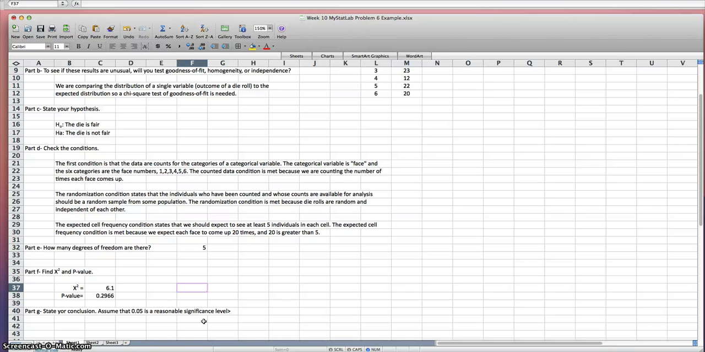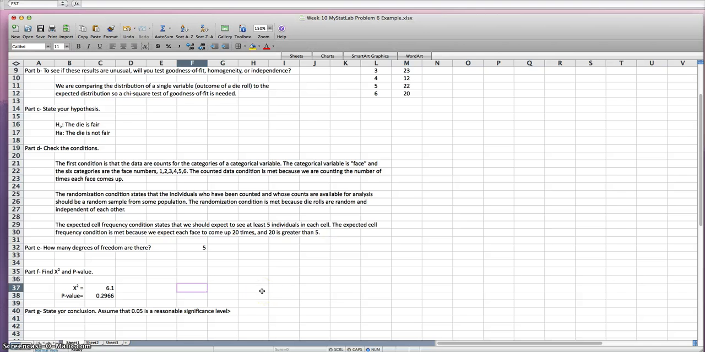Part G asks, state your conclusion. Assume that the alpha of 0.05 is a reasonable significance level. Okay, since the p-value here, 0.2966, is higher than our alpha of 0.05, then we fail to reject the null hypothesis. There is not sufficient evidence that the die is unfair, our p-value being higher than our 0.05 alpha, so we do not reject the null hypothesis.